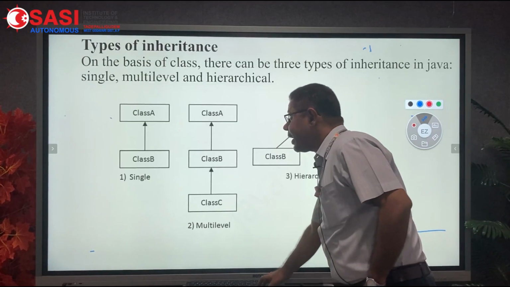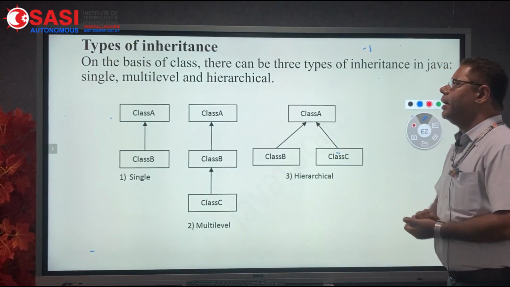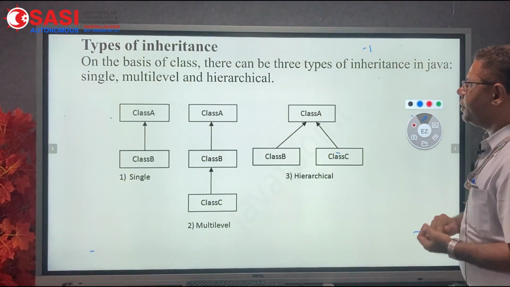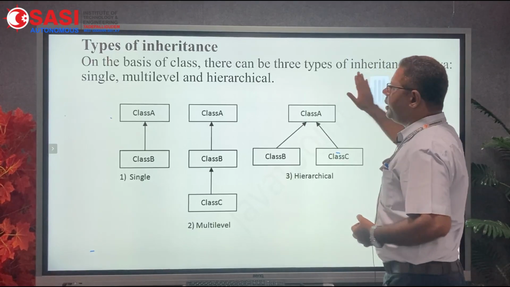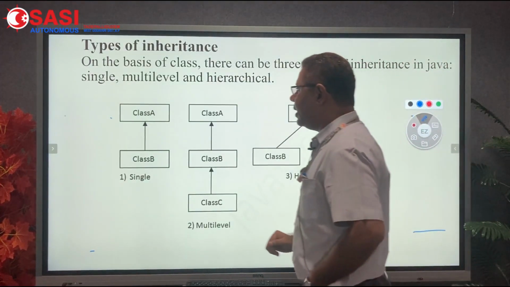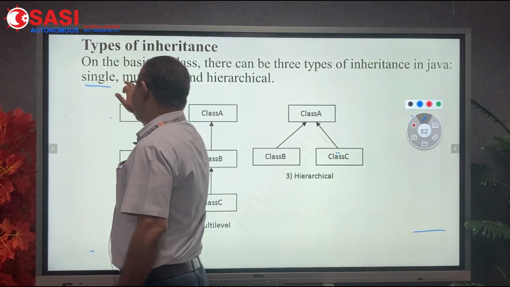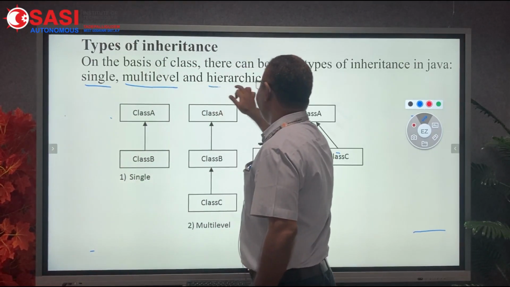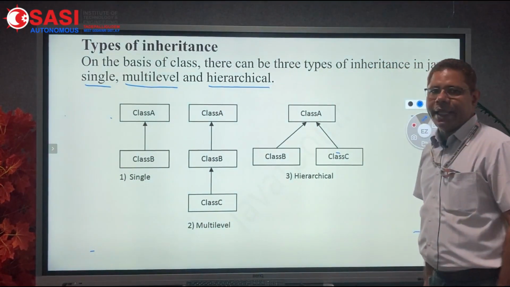Now we can see the types of inheritance. Here in Java we have three types of inheritance. One is single inheritance, the second is multi-level inheritance, and the third is hierarchical inheritance.